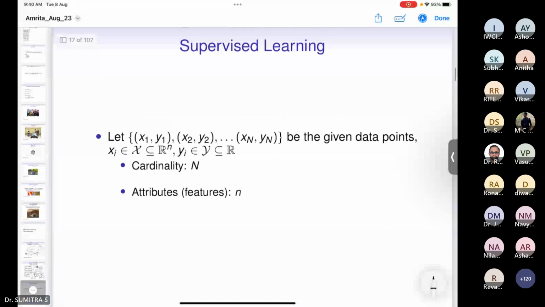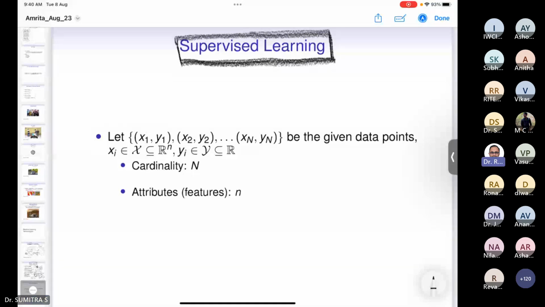Okay. Next comes the right. We are going starting into. Can you see the slide? Participants, please mute your mic, otherwise noise will come. Can you see the heading? Supervised learning. Yes, ma'am. Okay.